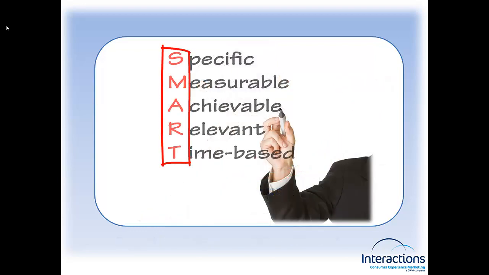SMART is an acronym for specific, measurable, achievable, relevant, and time-bound. By breaking out each part of the goal-setting process, it helps ensure that goals are actionable and achievable. Now let's go into detail about what each letter means. The letter S in the SMART acronym stands for specific.